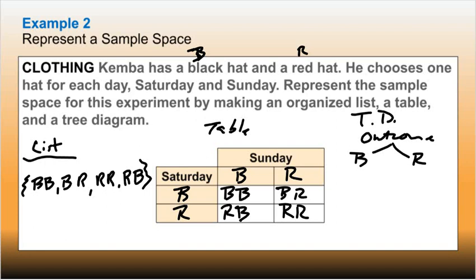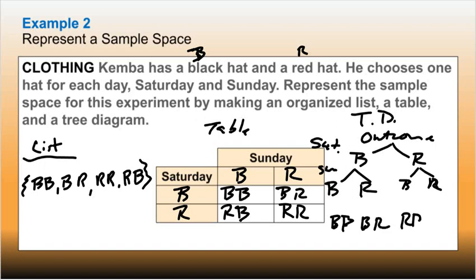On Saturday, you have a choice of either black or red. On Sunday, actually this one would be Saturday, and then this one would be Sunday. If you chose red on Saturday, you could have black or red on Sunday. So that would be our tree diagram, which at the very bottom you would have BB, BR, RB, and RR. You can see that our outcomes are all the same no matter what organized list you use.